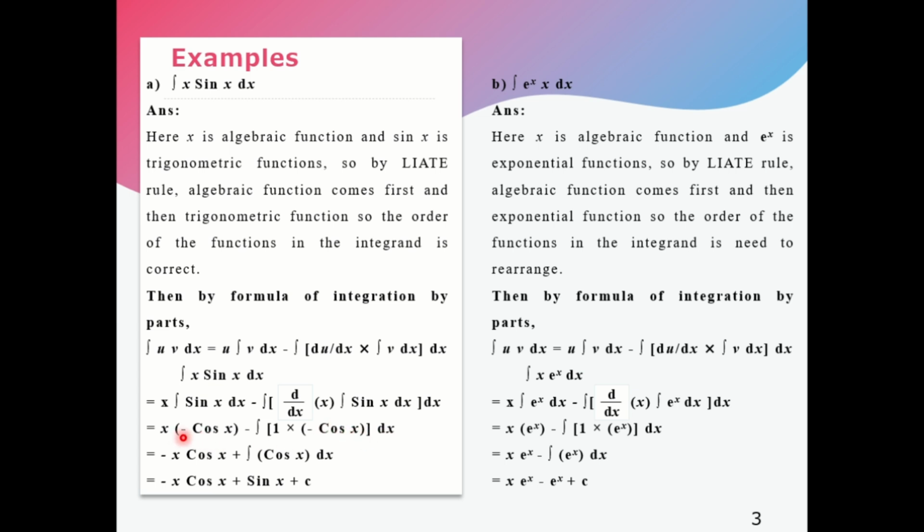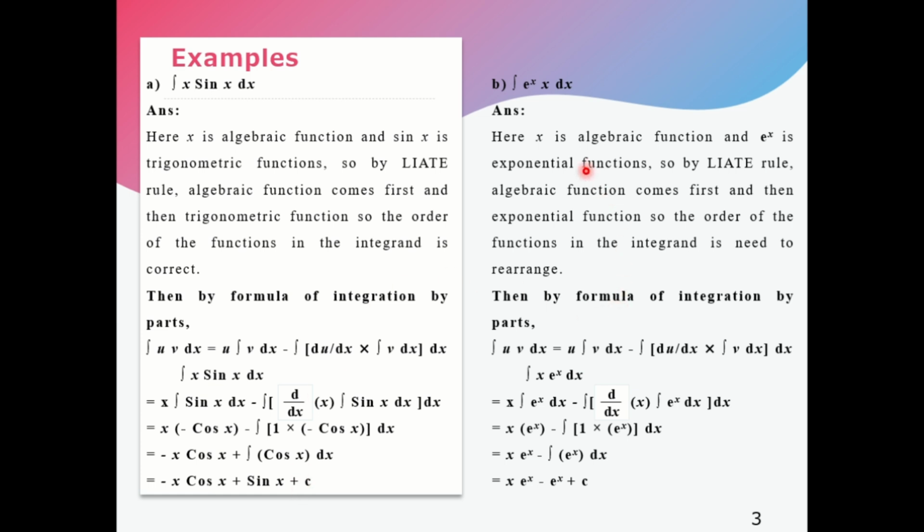See, minus cos x times x is minus x cos x plus. Why here plus? Here minus cos x with the minus sign becomes plus, integration of 1 into cos x is cos x, integration of cos x dx. Minus x cos x plus integration of cos x, which is sin x, plus c. Why c? Because it is an indefinite integration. That's why we need to add plus c.